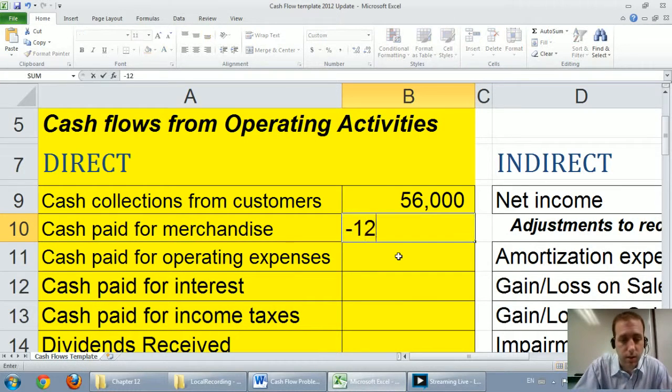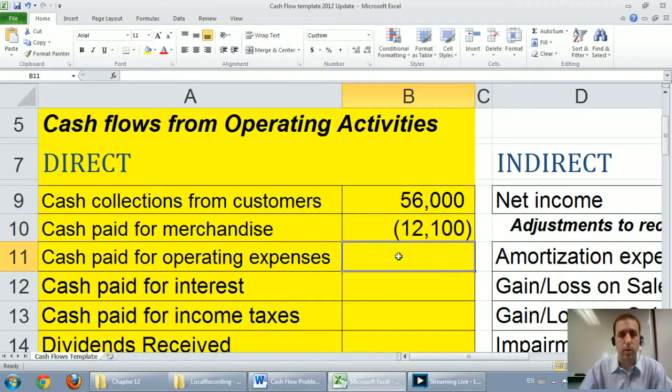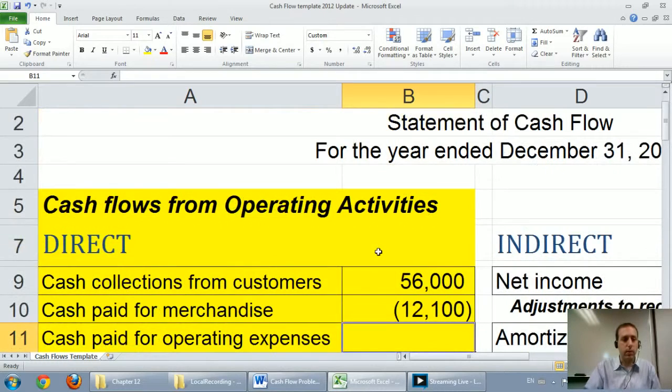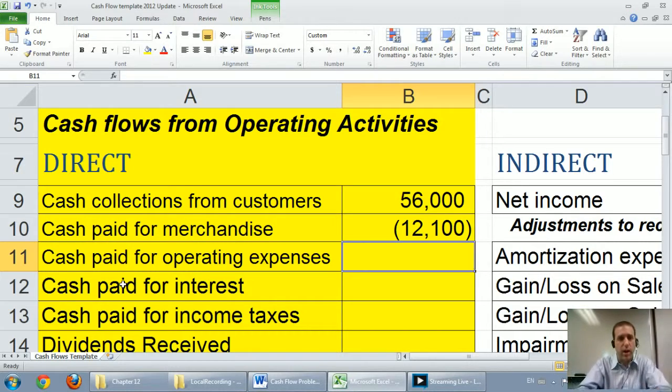Now, I fill this into my chart as a negative number. And the reason I do that is whenever I read cash paid, right there, cash paid, I see that as a cash outflow. Cash inflows will be positive numbers on this financial statement. Cash outflows will be shown in brackets as a negative number.